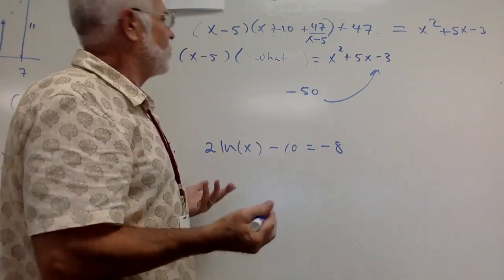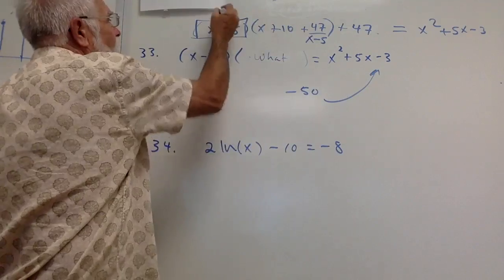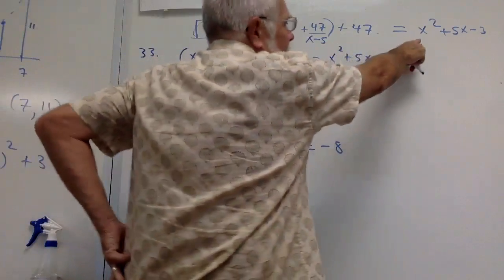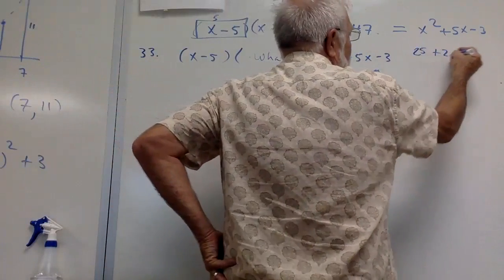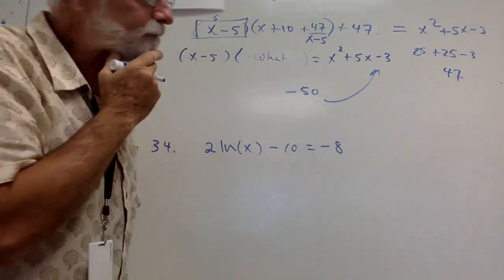If you want to find out if you're right, what makes a 0 here? What's the critical number? It's 5, yes? I'm going to put a 5 in here. 25 plus 25 minus 3. Geez, that's 47. Wonder where I've seen that number before.